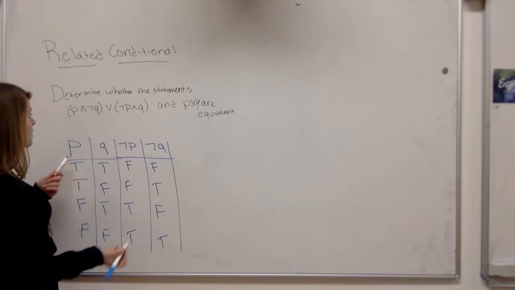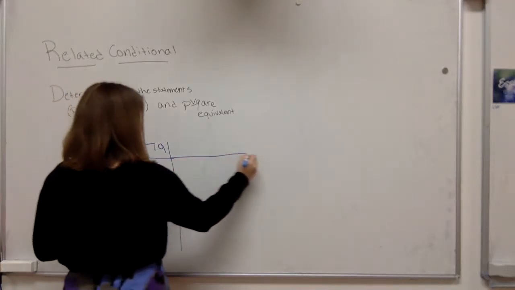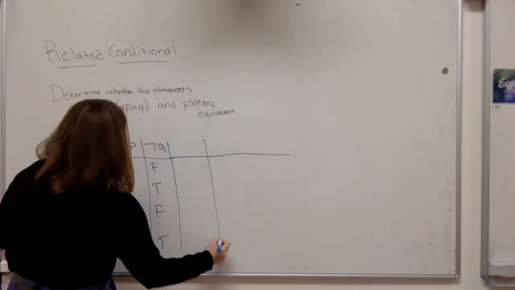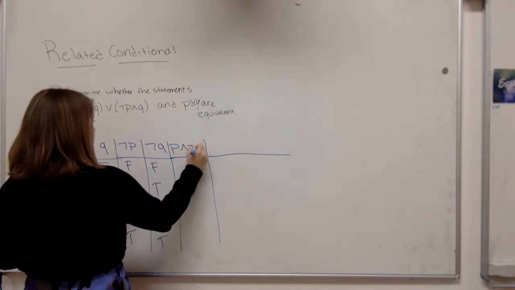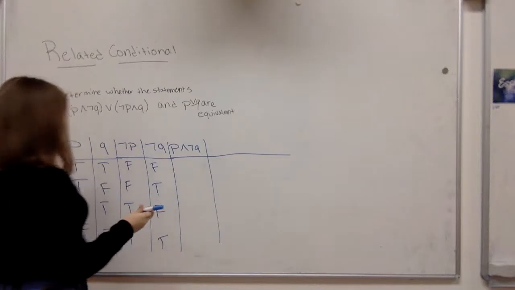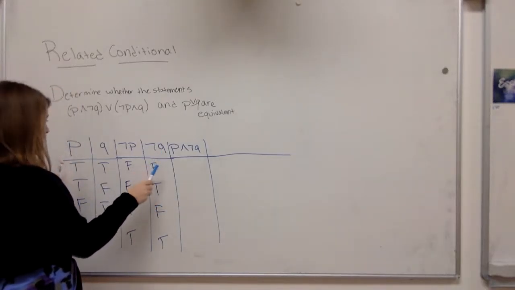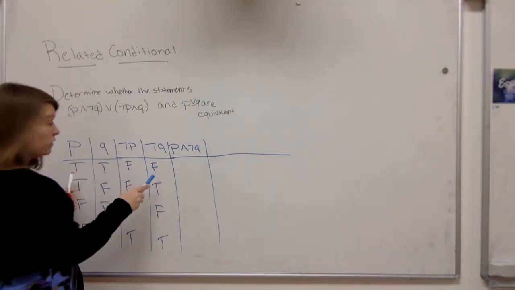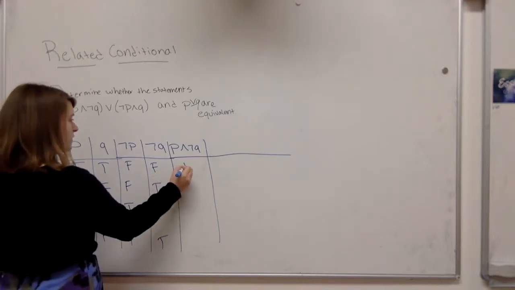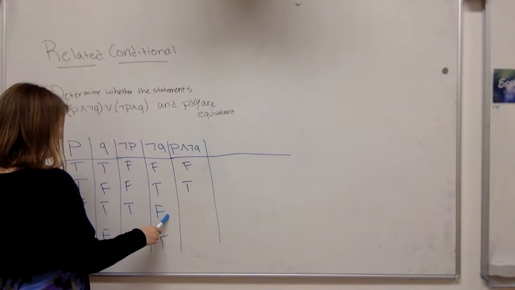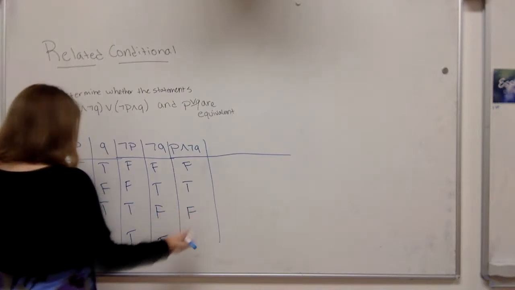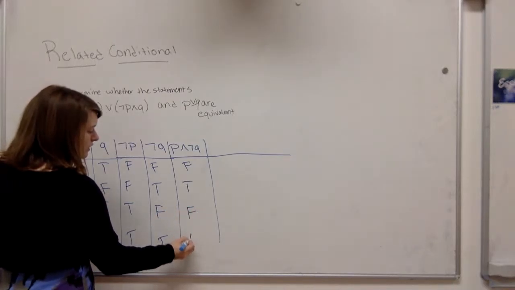And then we want to do, man, it's a long one. Okay, now we want to do P and not Q. Okay, so we're going to look at this column P and this column not Q, and if they're both true, then it's true. So we have a true and a false, so that's a false. We have a true and a true, so that's a true. We have a false and a false, so that's a false. We have a false and a true, so that's a false.